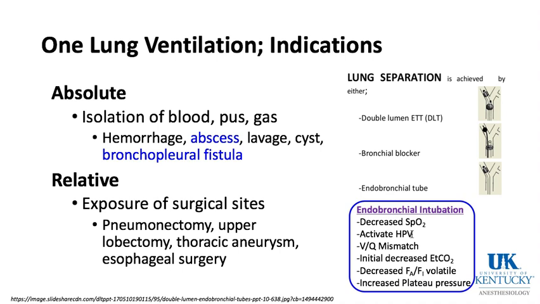Saturation would drop. Hypoxic pulmonary vasoconstriction would kick in because the left lung would not be being ventilated. Pulmonary arterial pressure would rise. You'd have big VQ mismatch because you would have blood going to the left lung, not being ventilated. That's shunt.